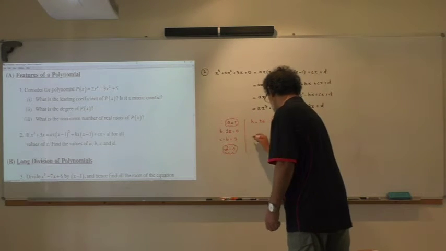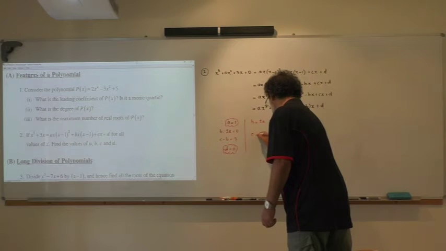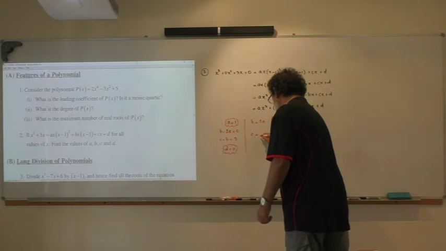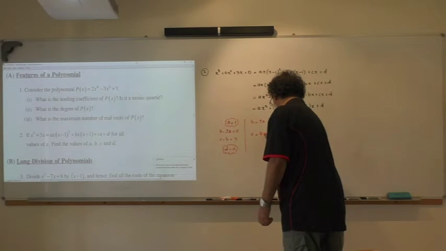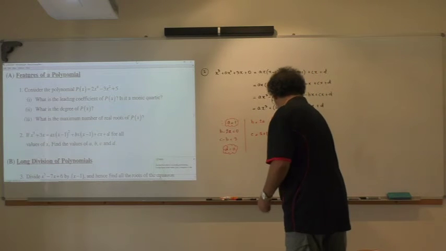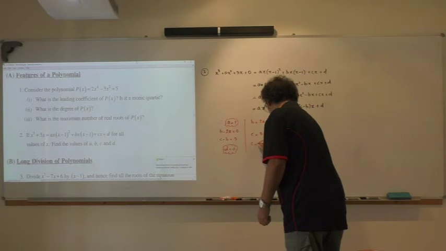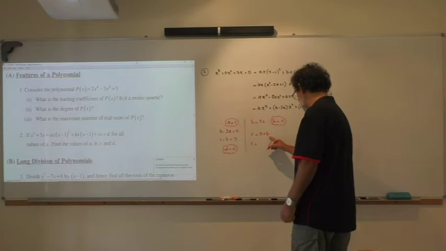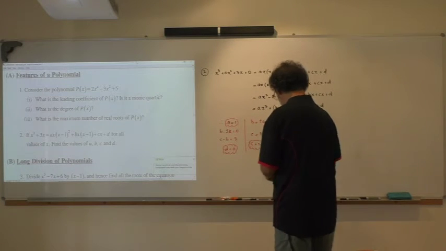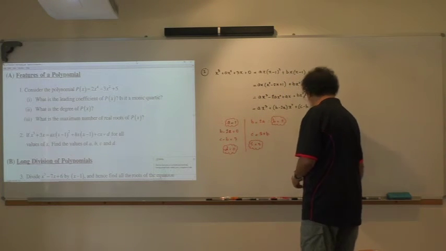From here we have that c is equal to 3 plus b. And we know that b is equal to 2, so therefore c is going to be 3 plus 2, which is equal to 5. That's it. That's all you have to do for this question.